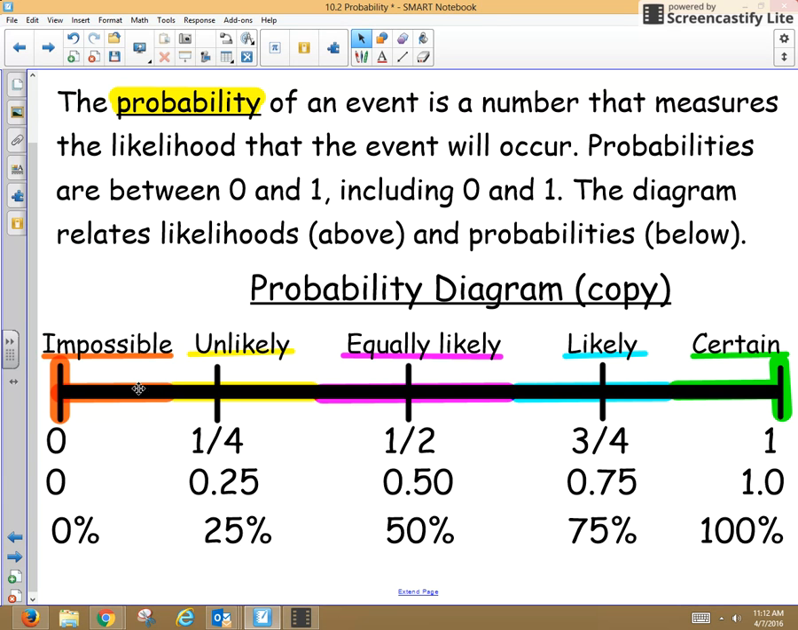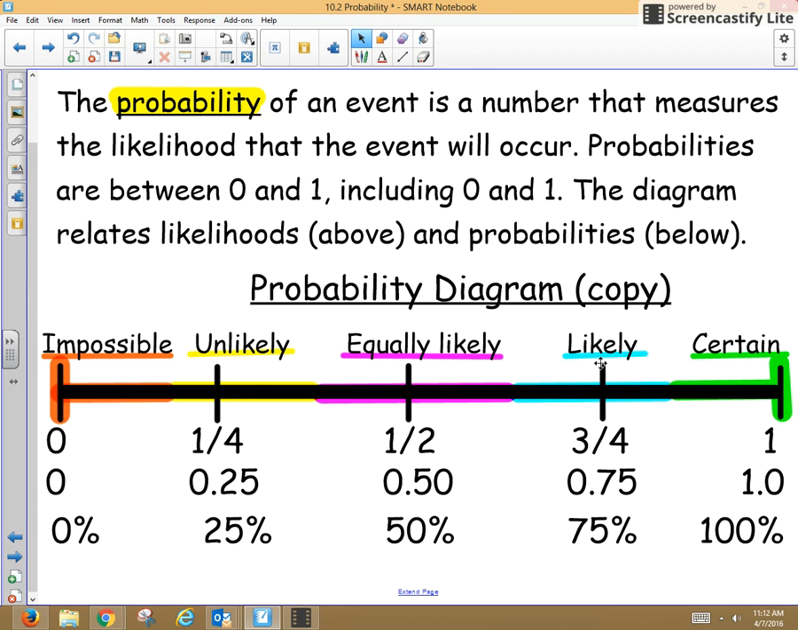Now, if you notice, there are ranges. Impossible is only at 0. But if you go somewhere in the middle, let's say between 1 and maybe 30 to 40%, then it becomes unlikely. Equally likely is when you're at 50%.